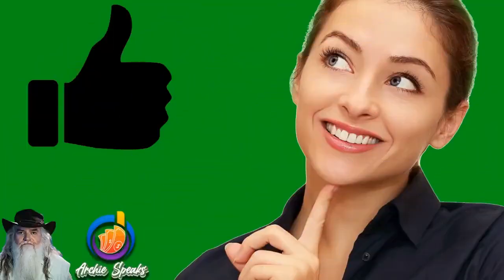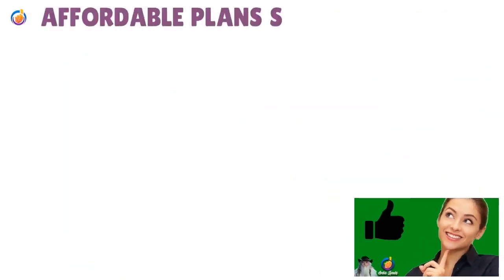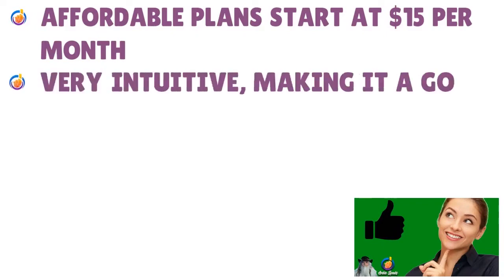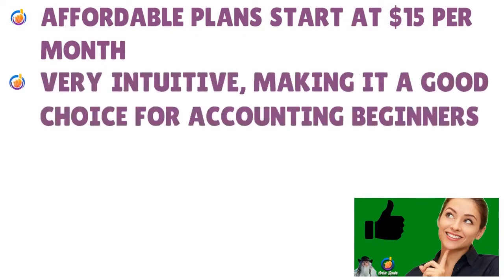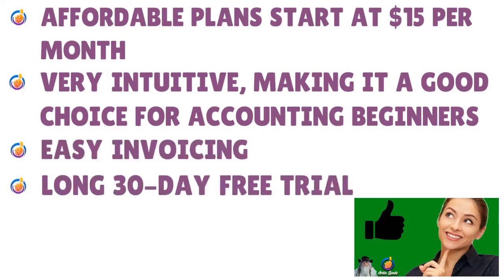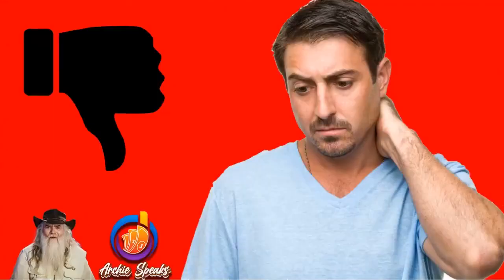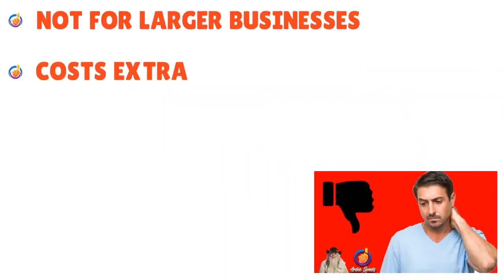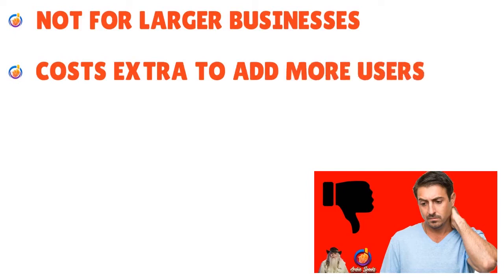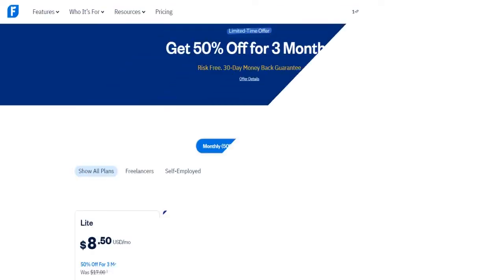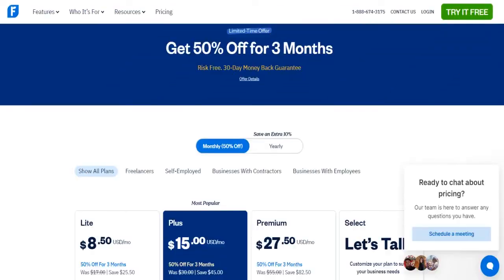So here are the pros and cons of FreshBooks. Pros: affordable plans start at $15 per month. It's a very intuitive tool, making it a great choice for accounting beginners. You have easy invoicing. You have a long 30-day free trial. What about the cons here? This is not for larger businesses, and it does cost extra to add more users, and you have less customization than alternatives. Here is the pricing for FreshBooks as of the date of this show.